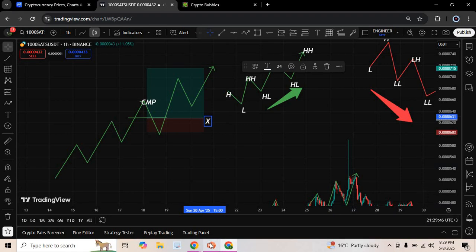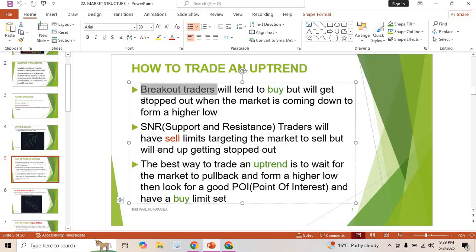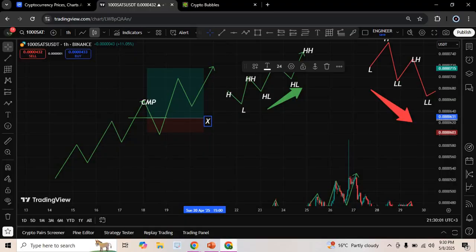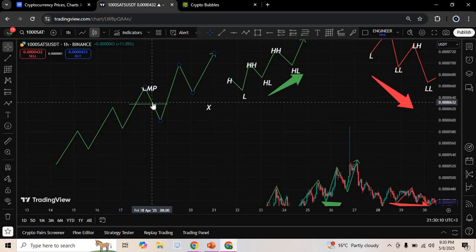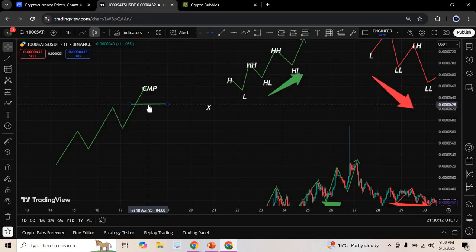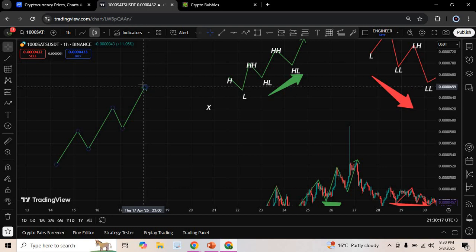Let's go to the second type of traders. The second type of traders is what you call the SNR traders, or the support and resistance traders. So traders will have their sell limits targeting the market to sell, but will end up being stopped out. So first of all, let's define, let me delete this. Let's define SNR traders. So SNR traders are the support and resistance traders. So let me just show you how they do it.